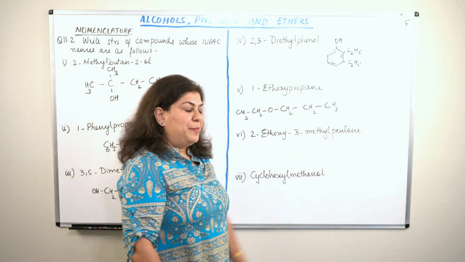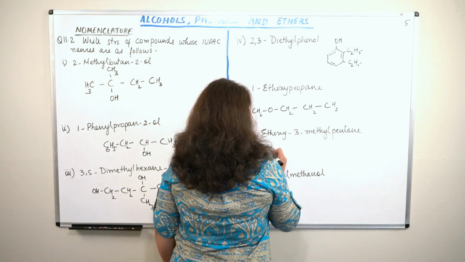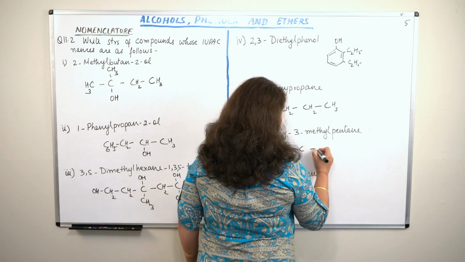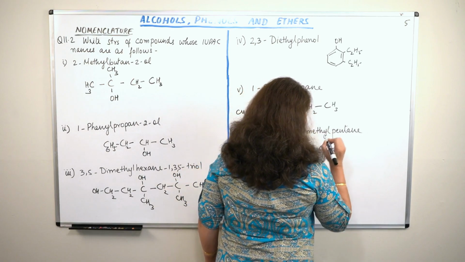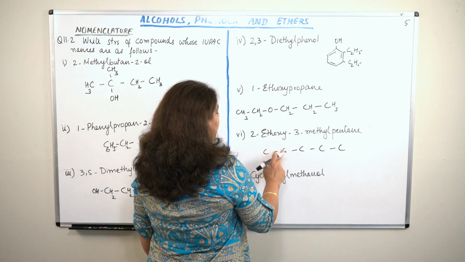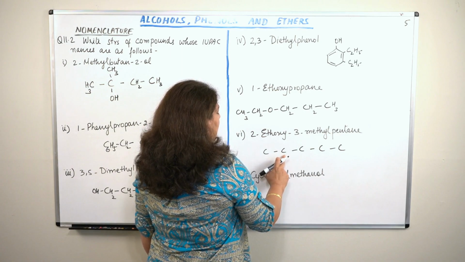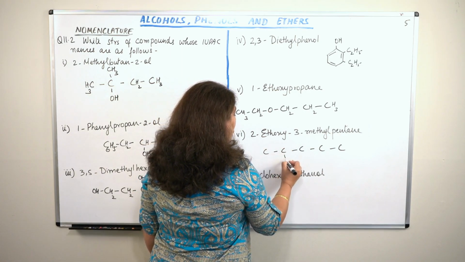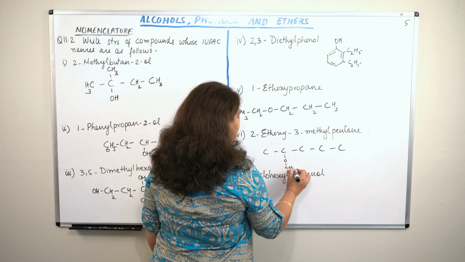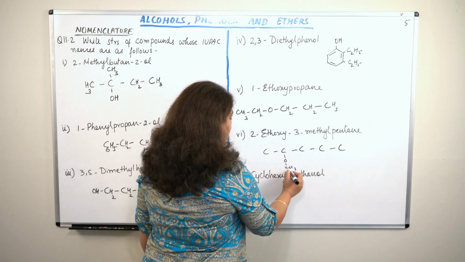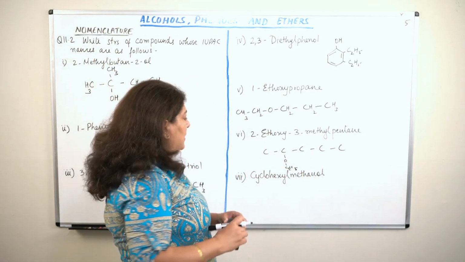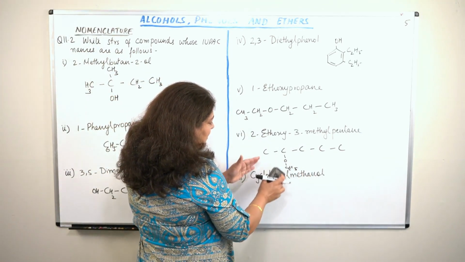2-ethoxy 3-methylpentane. Now pentane is the parent. So make 5 carbons. 1, 2, 3, 4 and 5. Now 2-ethoxy. Second carbon has ethoxy on it. So I can write OC2H5.